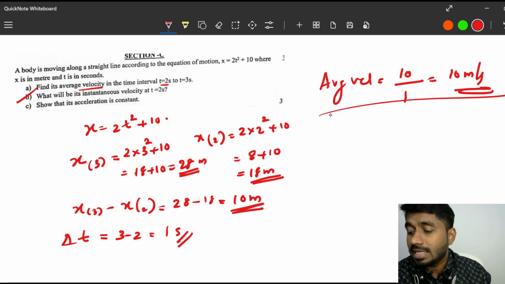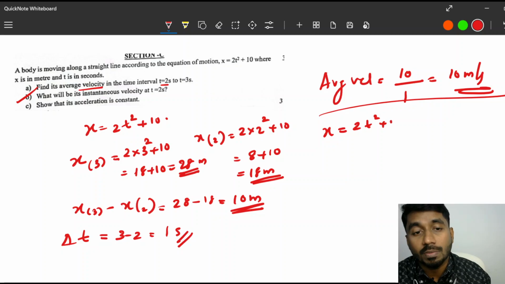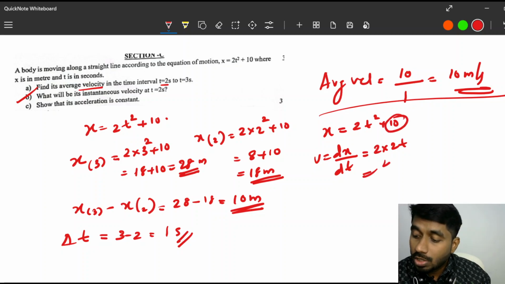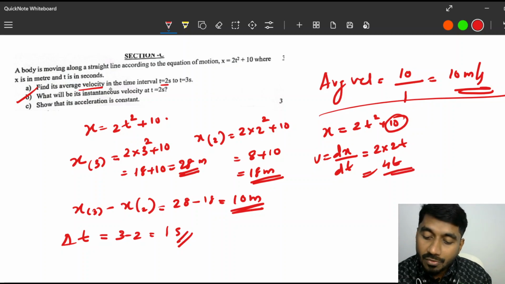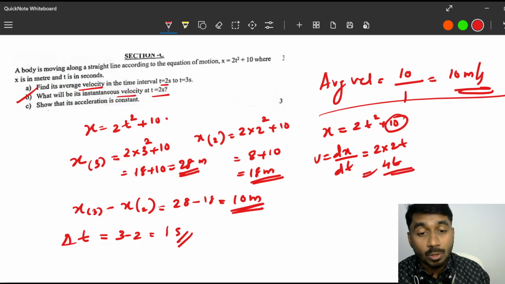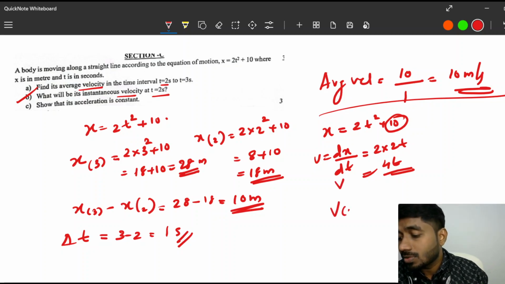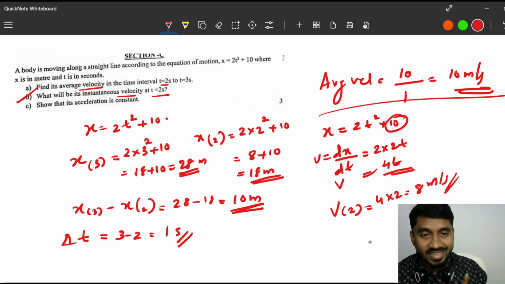To find the instantaneous velocity, we need to take the derivative of position. So I am writing 2t square plus 10, and velocity is equal to the derivative of displacement with respect to time. You will get 2 into 2t plus 0, because the derivative of a constant is 0. You will get 4t. We need to find the instantaneous velocity at 2 seconds. So the equation for velocity is 4 into t. The velocity at 2 seconds is 4 into 2 is equal to 8 meter per second. I hope this question is clear.